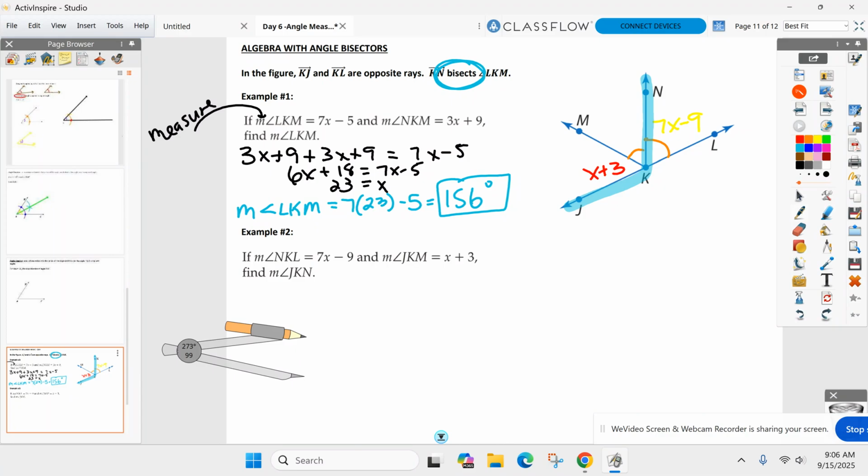Okay, what did I put on the 1? How did I label the 1? With 7x minus 9. Okay, so what can I put on the other congruent mark? 7x minus 9. Yeah, they're congruent, which means they have the same measure. So that's 7x minus 9.